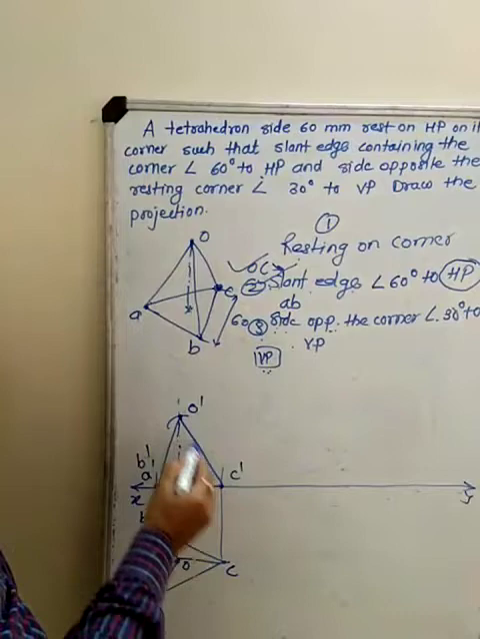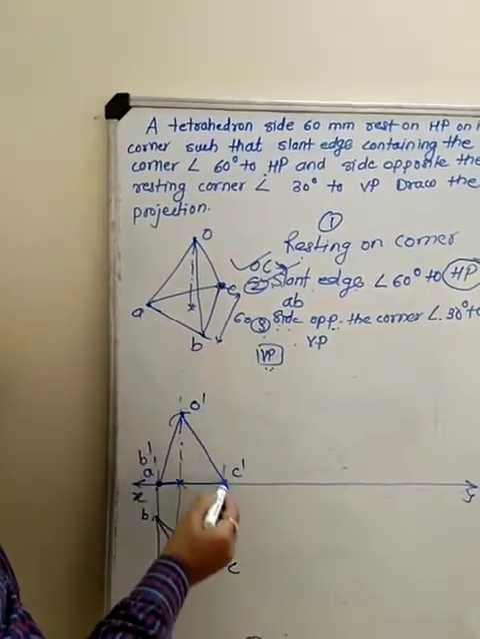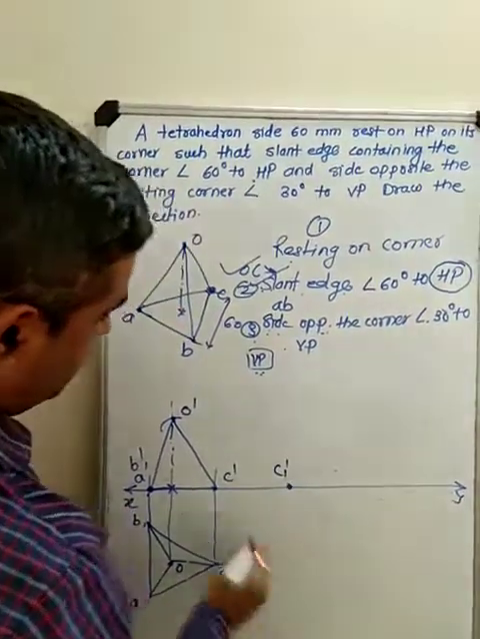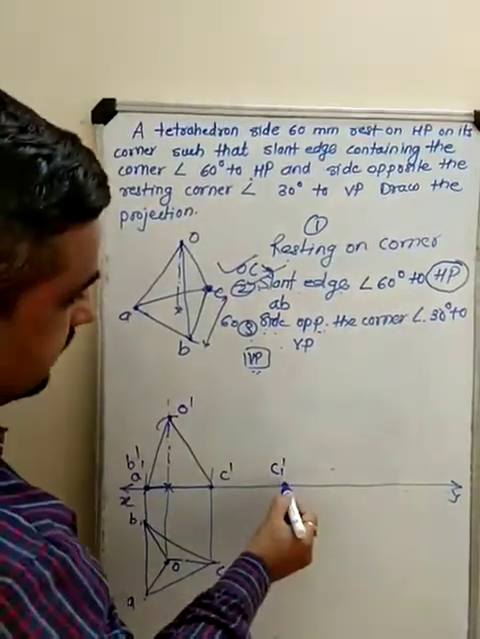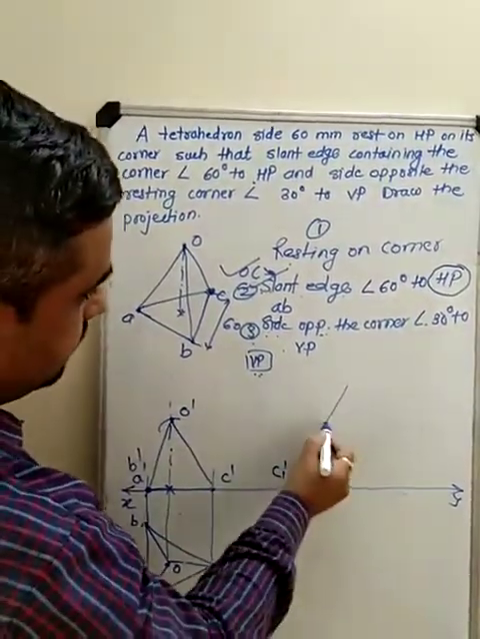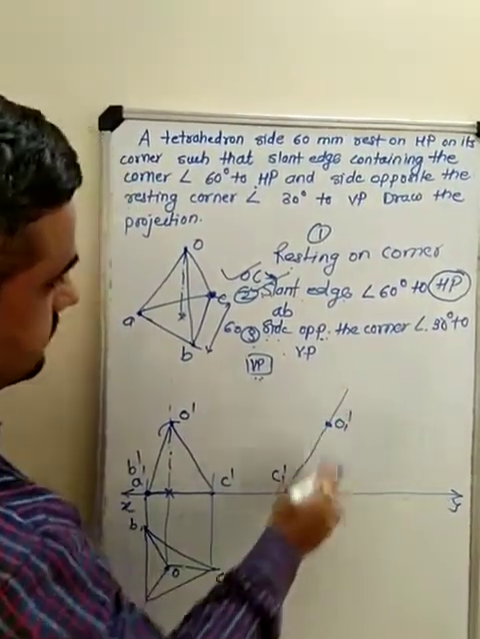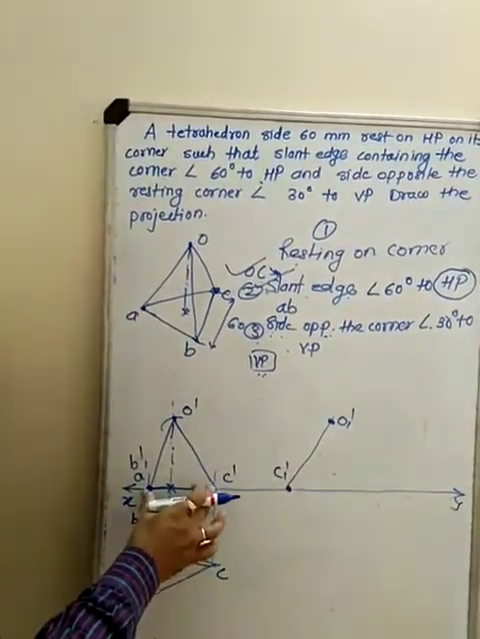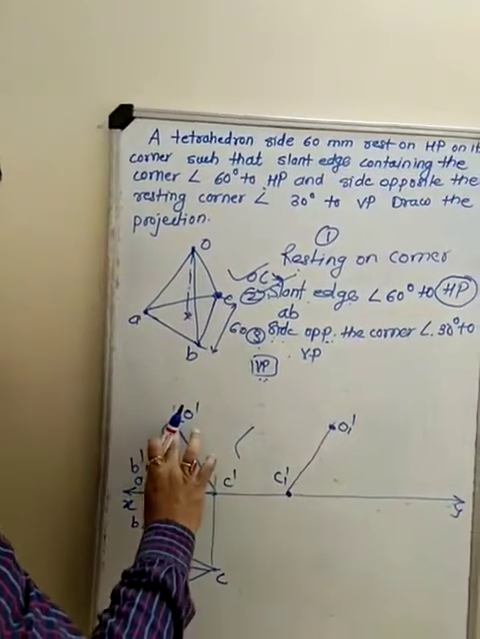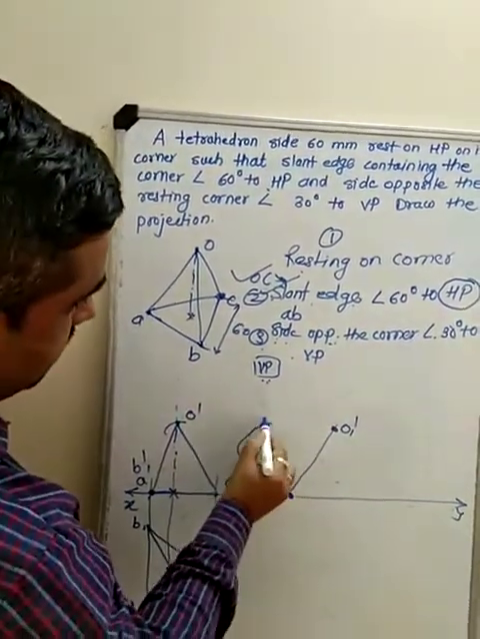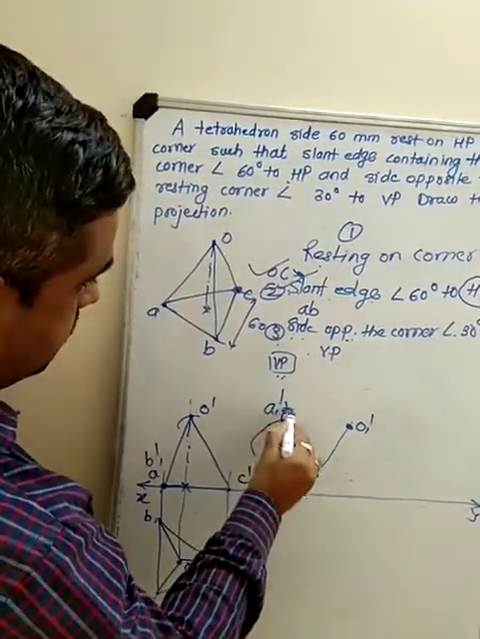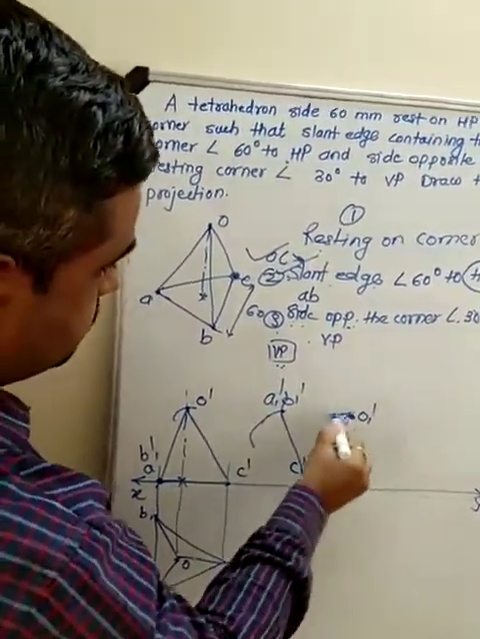Now you will have to make the inclination of this slant edge with the HP. So mark here point C1 dash. Now take the inclination of 60 degrees. Take this distance and mark over here, so O1 dash. Now take the C to BA distance, draw the arc. Take the O to BA distance, mark here the arc. So you will get here the A1 dash, B1 dash. Okay, so this is your solid.